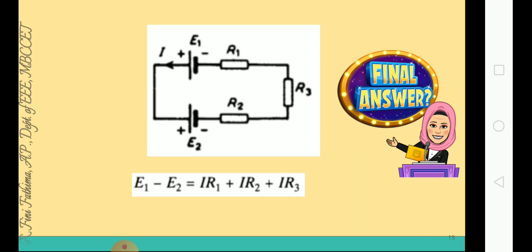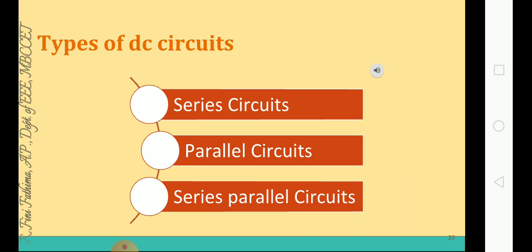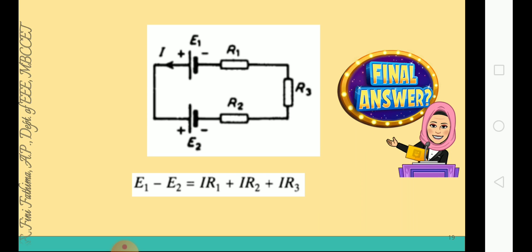Okay, so let's check. Okay, so you can see the answer. The answer is E1 minus E2 minus potential drop across R1, that is I into R1, minus I into R2 minus I into R3 is equal to 0. We can also see that the sum of the potential drops is equal to the resultant EMF acting on the loop.